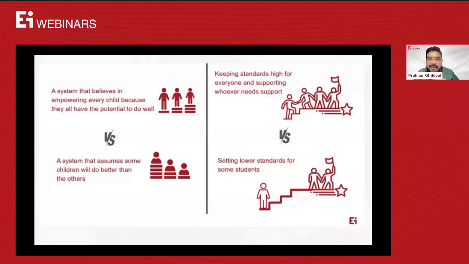This is research, and countries do this. A system that believes in empowering every child, that every child has the potential to do it, and this is not rhetoric, this is research. Keeping standards high for everyone and supporting whoever needs support will do better than countries and schools where people don't believe that everybody can. People say, but somebody can become Ramanujan. I'm not talking about the top 1% of the population. Ramanujan is an exception. Everybody with effort, the right amount of teaching, resources, motivation and self-image will end up falling in the top 10 percentile.